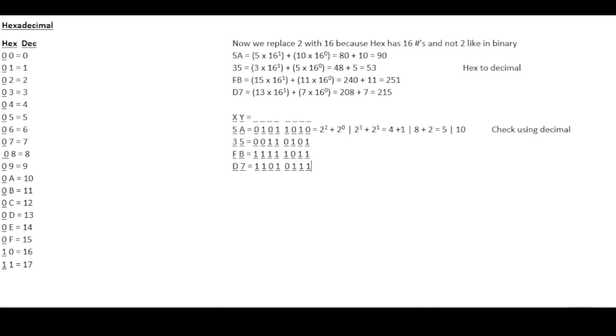D7. 7 would be 1 plus 2 plus 4. 7, we don't use an 8. D is 13. So we have 1, 4, and 8. 8 plus 4, 12. 12 plus 1, 13. And there you go, folks.